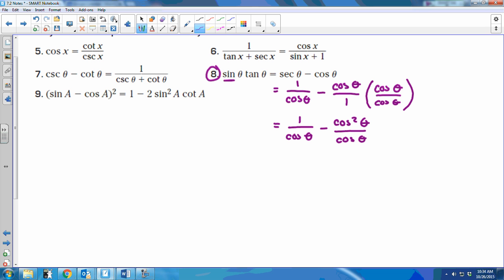So when you multiply that, you get cosine squared over cosine. But now at least I have a common denominator. So now I can put that into one fraction: 1 minus cosine squared over cosine.